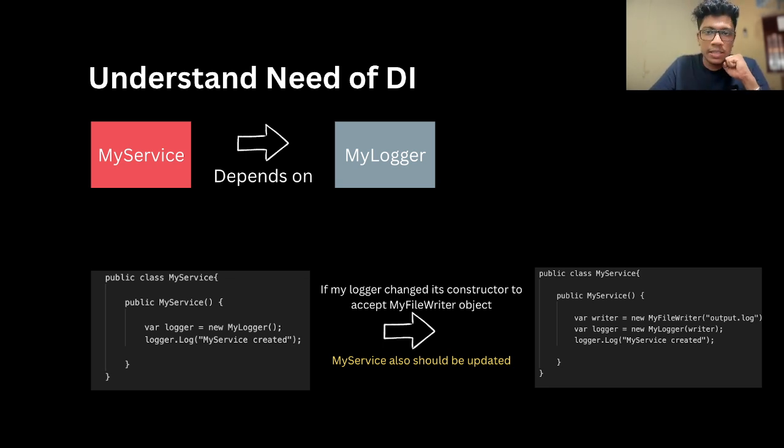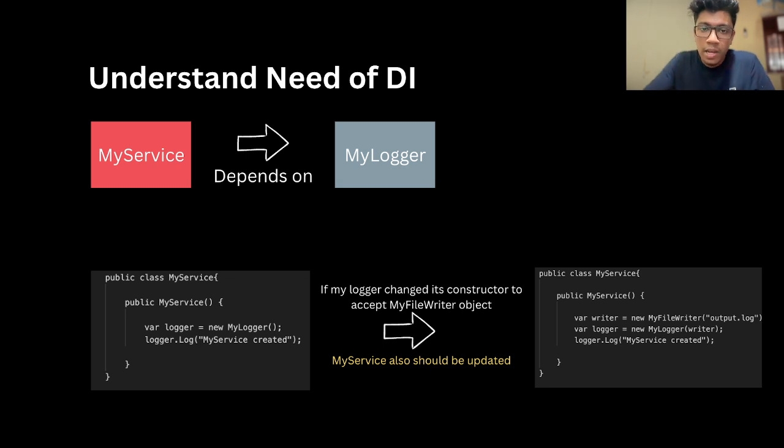As you can see in the left side code, we have created the MyLogger object inside MyService. I need to highlight one other thing here. This violates the single responsibility principle because MyService has two responsibilities: one is its own class, and the other is to instantiate the MyLogger object inside of it. This is a problem. So let's look at why this is a problem. Let's suppose that in the first part, the MyLogger object doesn't expect anything in the constructor.